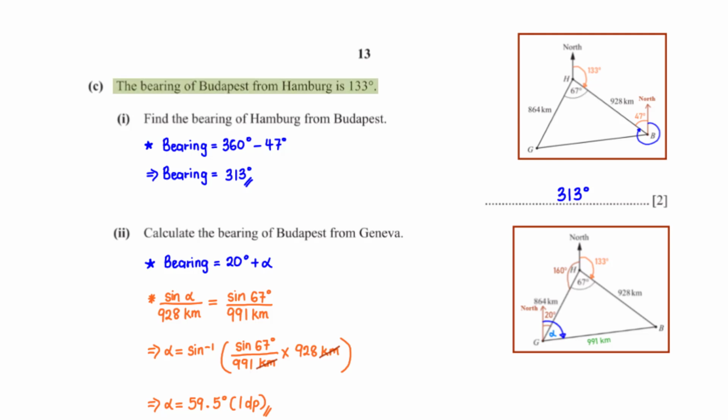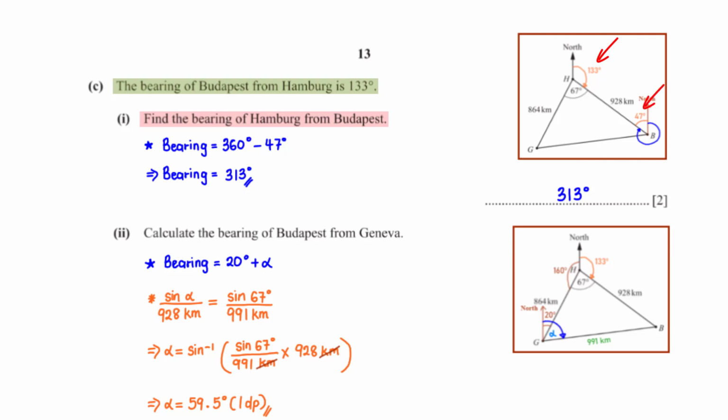The bearing of Budapest from Hamburg is 133 degrees. Find the bearing of Hamburg from Budapest. On the diagram, we've indicated the bearing of Hamburg from Budapest. We've also indicated the bearing of Budapest from Hamburg, which is 133 degrees.